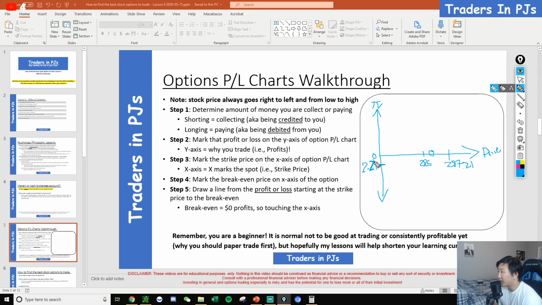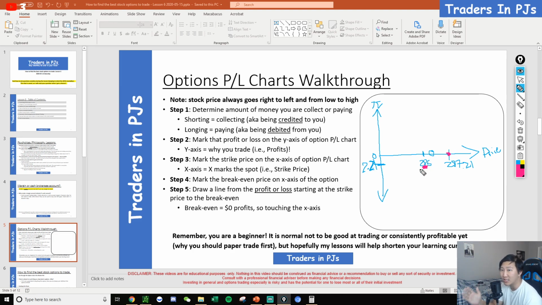Then you mark the strike price on the x-axis, done. Then mark the break-even price, which we did here, 287.21. Then draw a line from the profit or loss starting at the strike price. Right here the loss is 2.21 at the strike price, so here's a little dot. And then you draw a line from the strike price to the break-even. Since break-even equals 0 profit, it's touching the x-axis. Let me use a different color here. So here is the break-even, 0 profit, break-even price. Negative 2.21 because we paid that at the beginning.